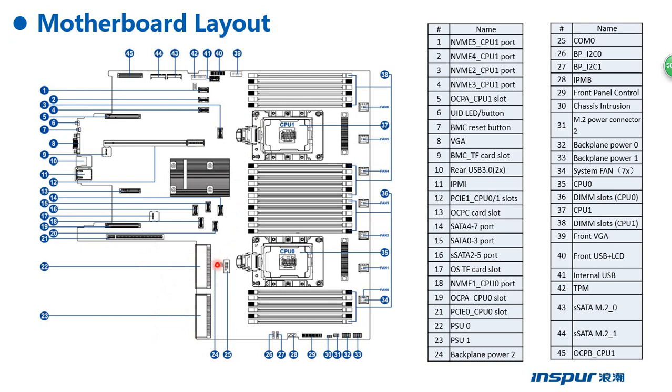The 24 is the backplane power connector, and the 25 is the COM0, the internal COM serial point. The 26 and the 27 are I2C signal connectors. The 28 is the IPMB connector. The 29 is a front panel control connector. The 30 is a chassis intrusion.